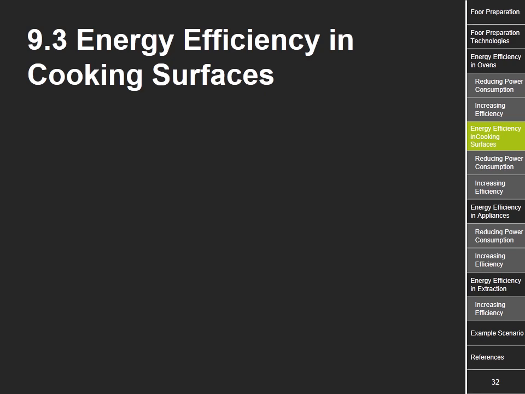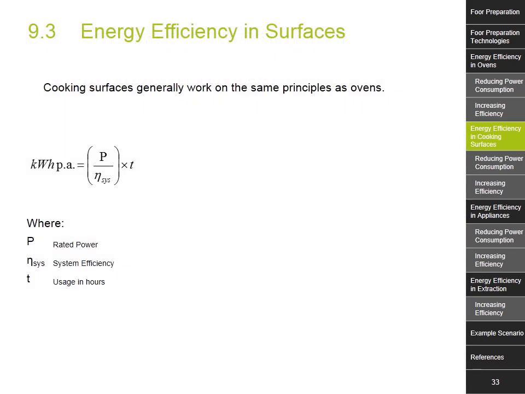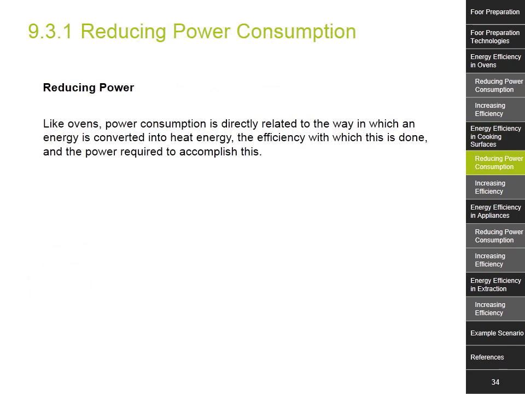Achieving energy efficiency in cooking surfaces. For the purposes of calculating energy efficiency, cooking surfaces, namely hot plates, burners, griddles, and fryers, work on the same principles as ovens. That is, the real power is a measure of the rated power divided by the efficiency of the appliance. Like ovens, the power consumption of cooking surfaces is directly related to the way in which the energy is converted into heat energy, the efficiency with which this is done, and the power required to accomplish this.